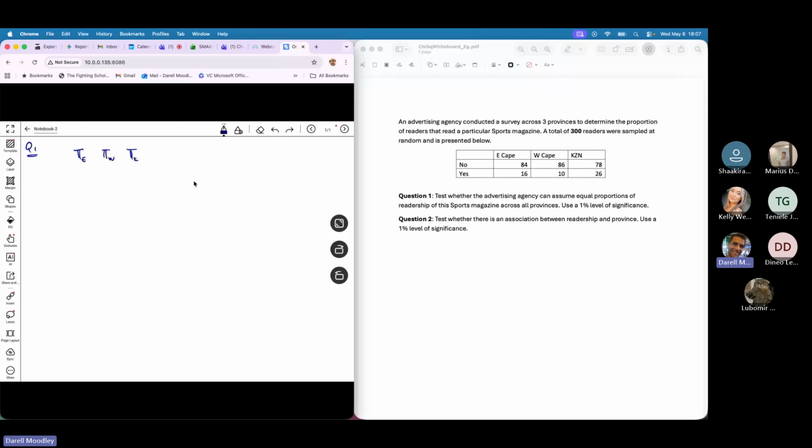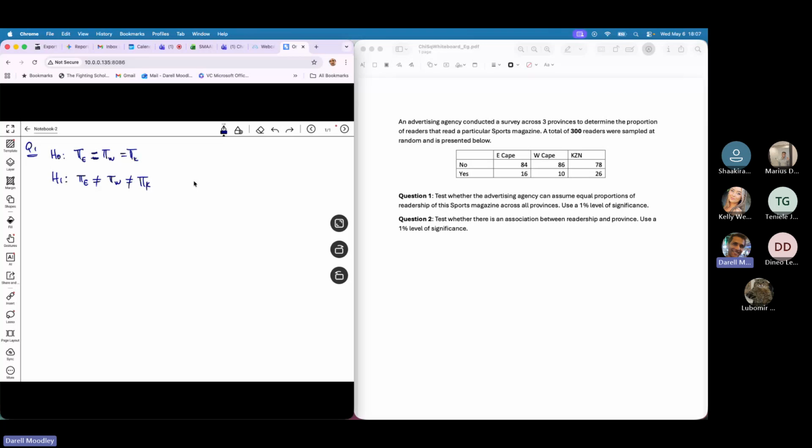Now what they want us to test for question 1 is whether these are all equal. That's what they're asking us to test. So that's your H naught. Okay, H naught is that the proportions are equal. Now, so far when we've been working with hypothesis testing, we've always found that just doing the opposite of H naught gives H1.